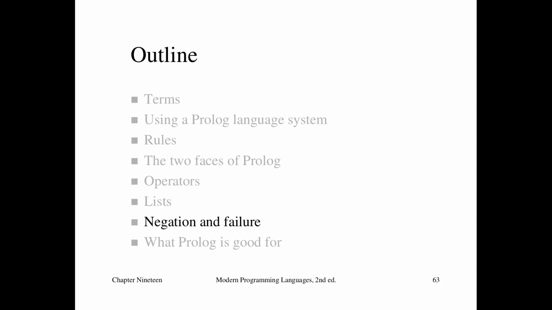All right, welcome back to Computer Science 305. This is the fourth part of the first lecture on Prolog. And so we're going to continue on. We're going to talk about negation and failure, and then finally ending with what is Prolog good for?